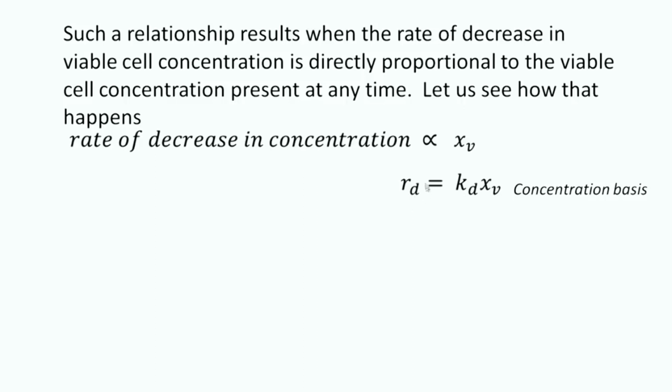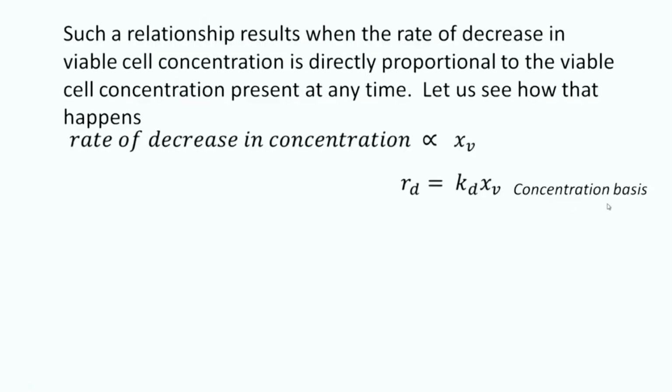Note that this R d is rate of decrease in concentration, which is the concentration decrease per unit time, mass or number of cells per unit volume per unit time. That is the unit here. Therefore, the basis is the concentration basis. We need to remember this.